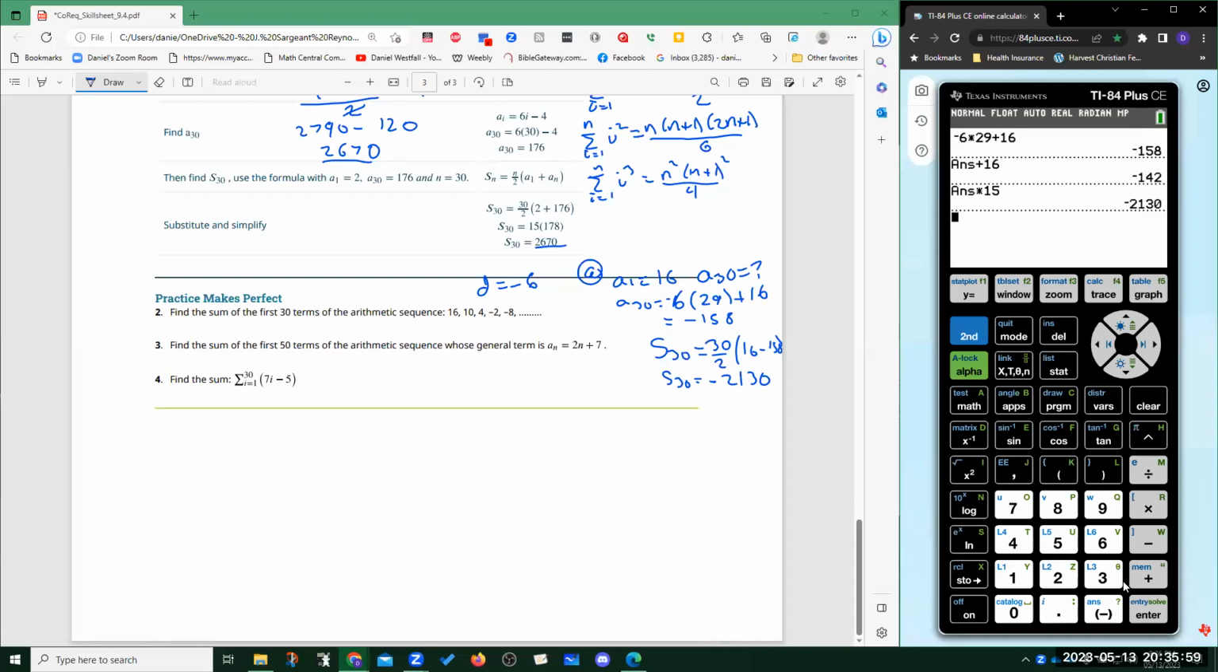So now let's find the sum of the first 50 terms whose general form is this. This is easy enough to just stick into the calculator, but let's do it with A1. This is for part B. A1 is 2 plus 7, which is 9. A50 is 107. When I add those together, I get 116 times 50.